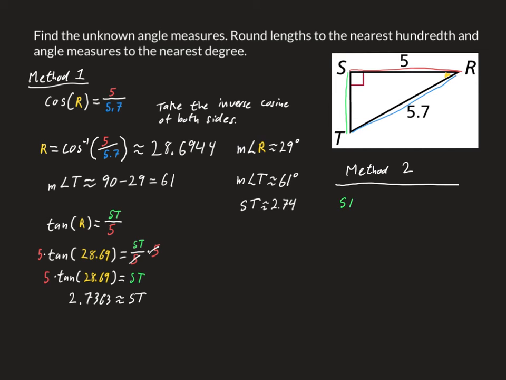Okay, so another common method here, particularly with the side lengths, is to use the Pythagorean theorem. Usually when I see a right triangle and I know 2 side lengths, I want to find the third, I instantly start thinking the Pythagorean theorem. So square the 2 legs, so this length here squared plus 5 squared will equal the square of the hypotenuse. So I'll start by just squaring the 5 and squaring the 5.7, and then subtract 25 to get ST squared by itself. And then we'll just take the square root of both sides.